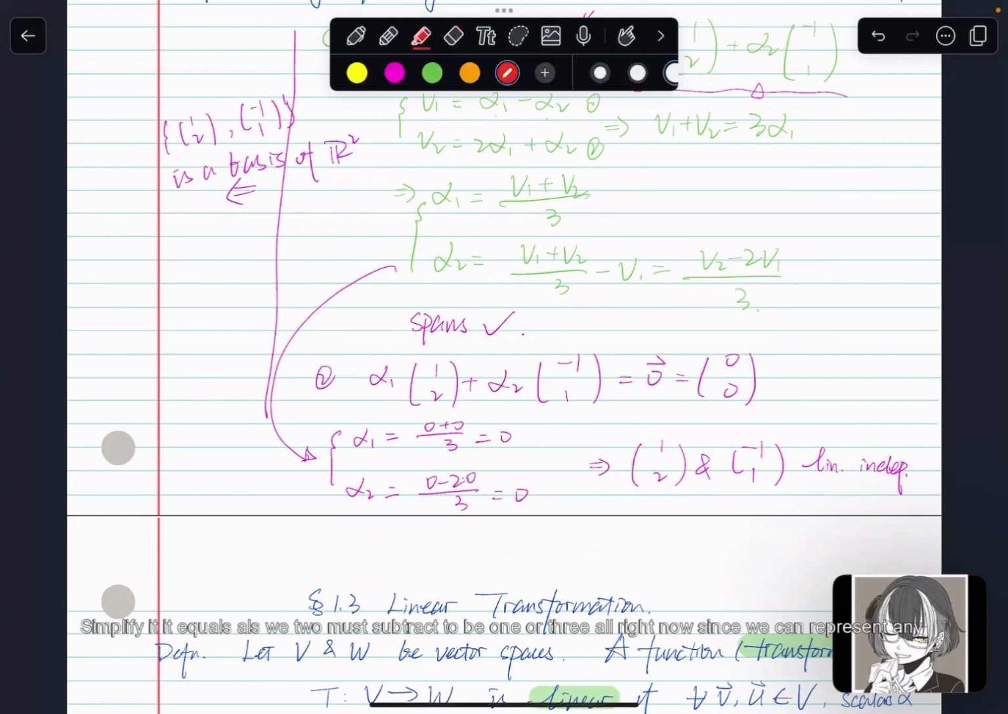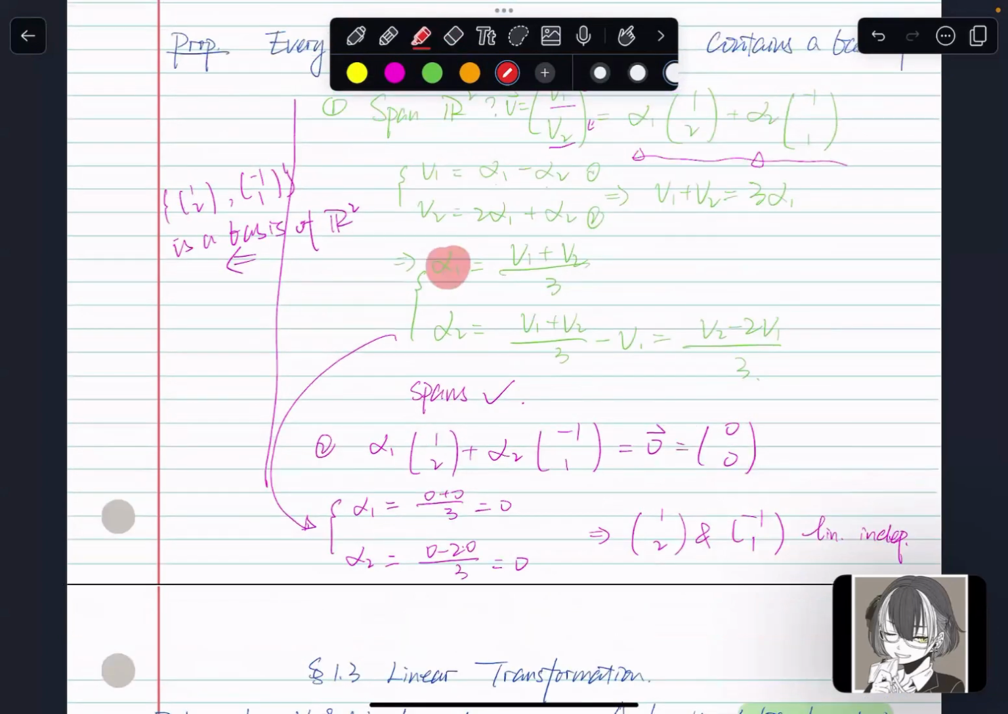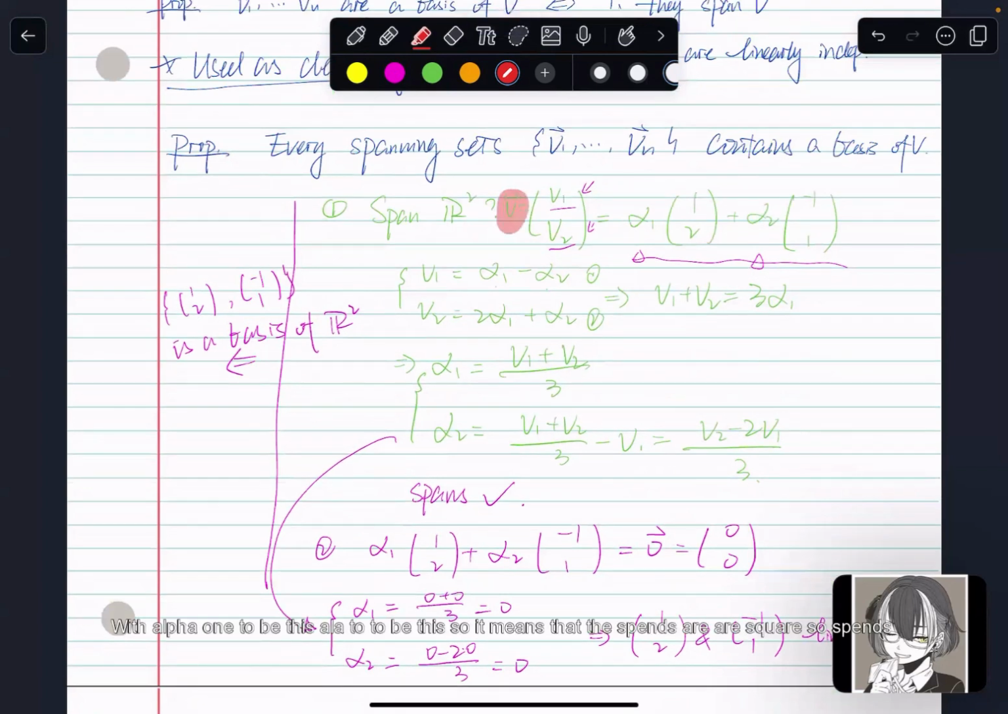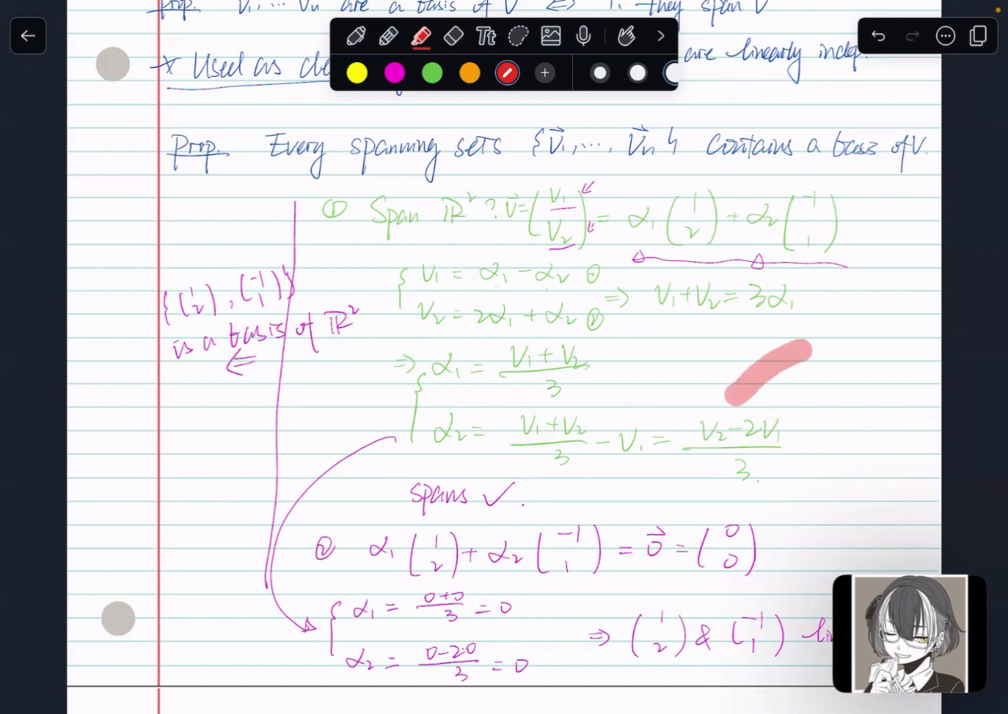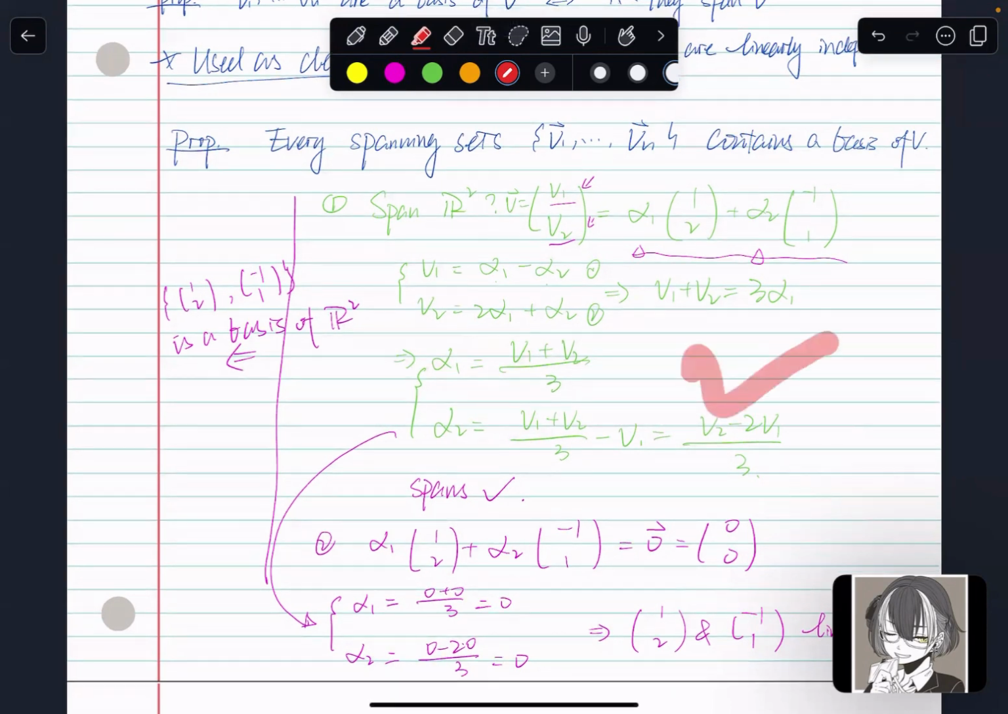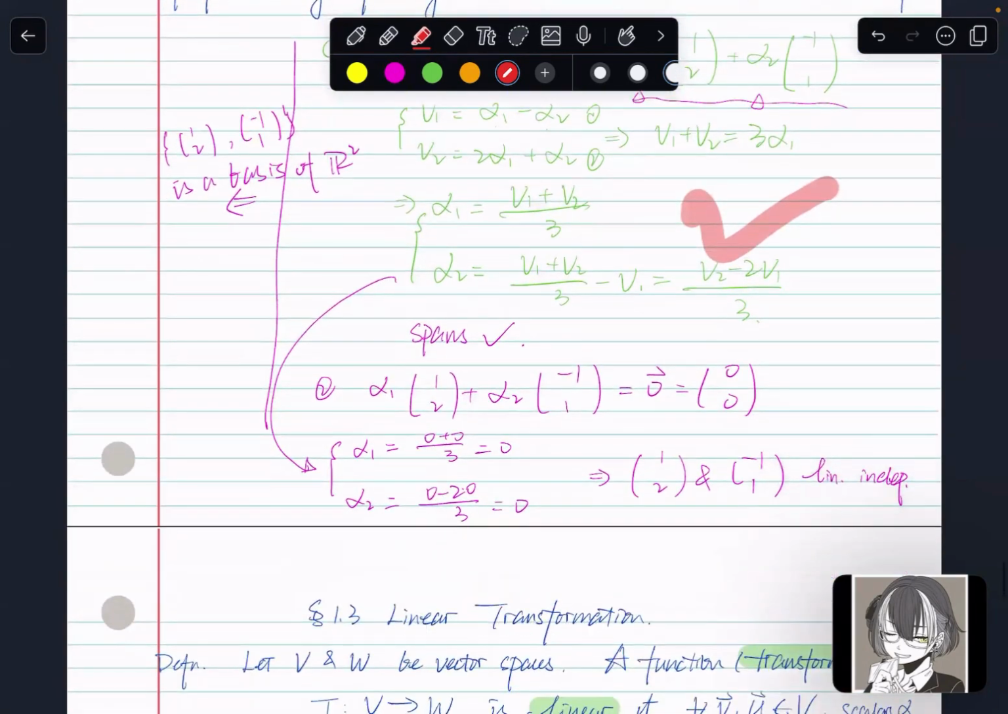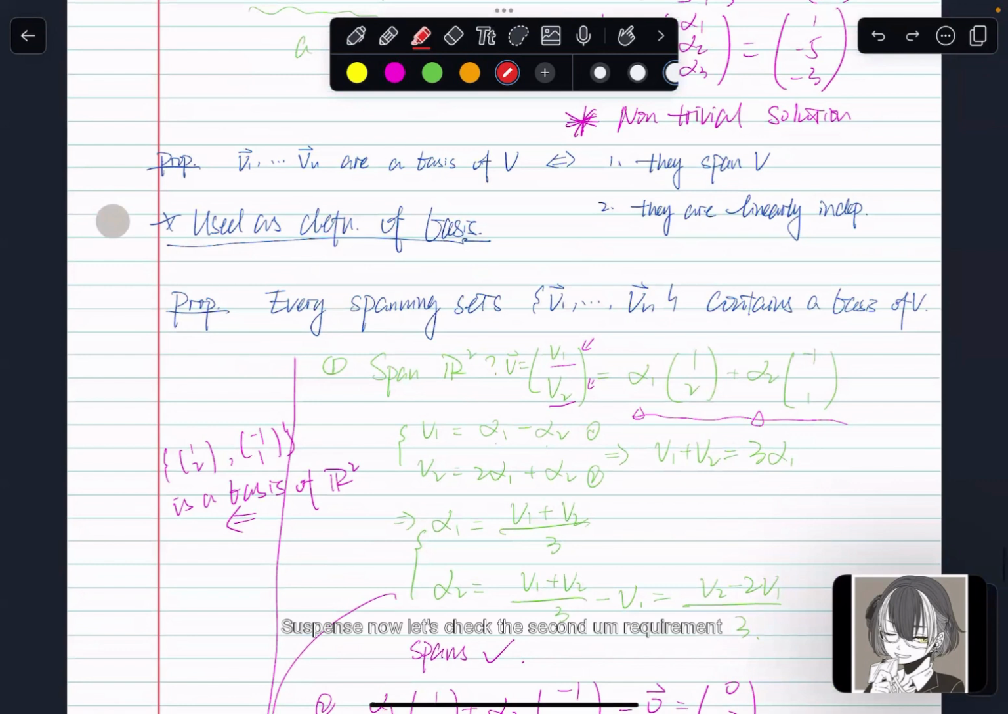Now, since we can represent any V with alpha 1 being this and alpha 2 being this, it means that this spans R squared. So it spans. Now let's check the second requirement. Let's verify they are linearly independent.